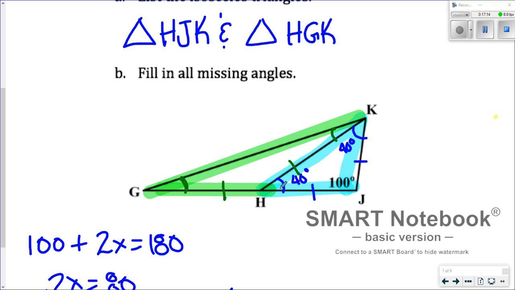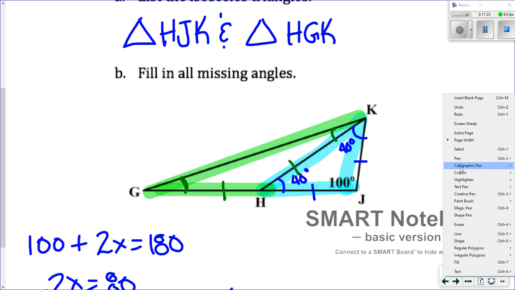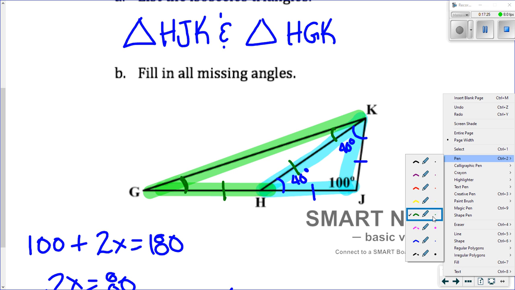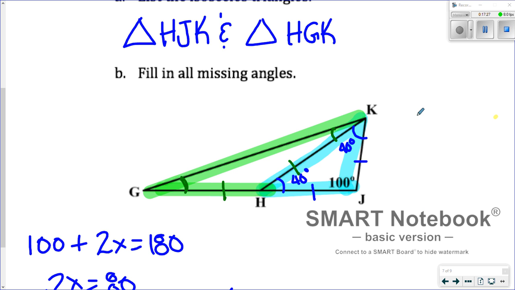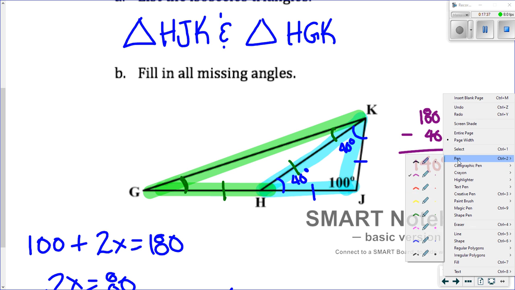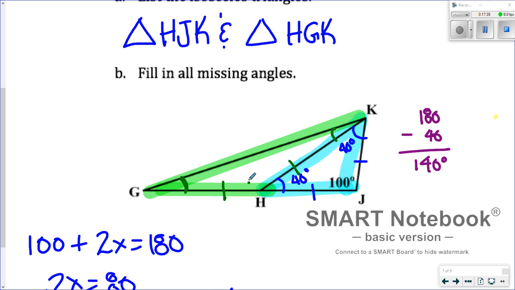So these are linear pair. With linear pair, I can find the other angle by subtracting the 40 from 180. I'll use purple to do that calculation. So I have 180 minus 40, and that will give me 140 degrees. So go back to green. I'll make this 140.